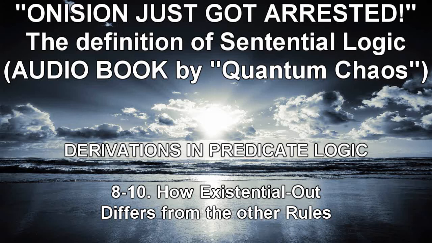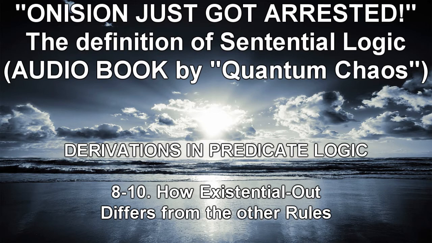10. How existential-out differs from the other rules. As stated in the previous section, although we annotate existential-out just like other elimination rules, it is not a true inference rule, but is rather an assumption rule. In the present section, we show exactly how ∃O is different from the other rules in predicate and sentential logic.